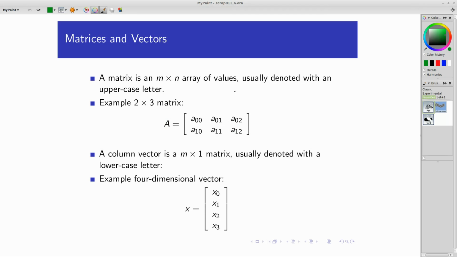There's a special kind of matrix called a vector, which is just a matrix that has either one row or one column. So most commonly we'll work with column vectors, which is just a matrix that has some number of rows and exactly one column. So here's an example of a column vector. We could have a row vector as well that would have only one row and some number of columns.